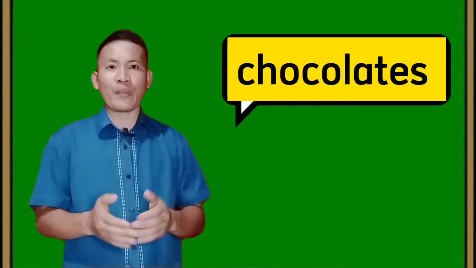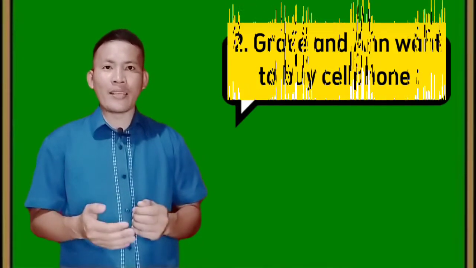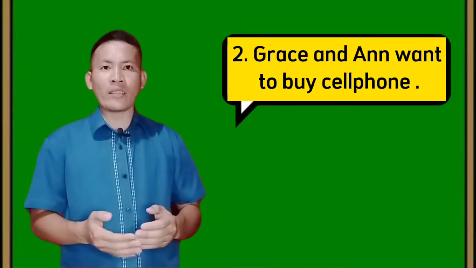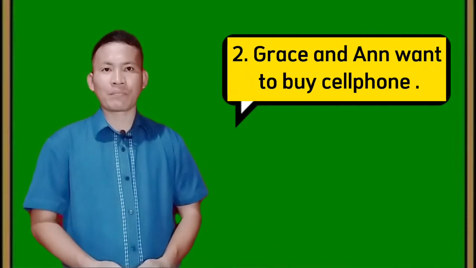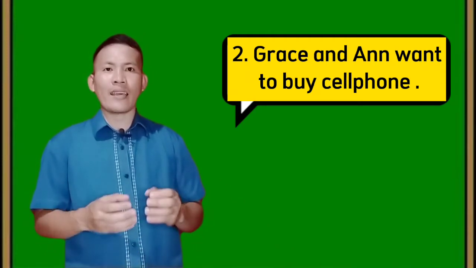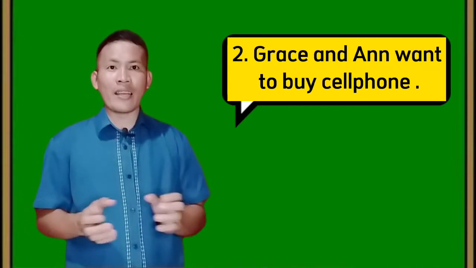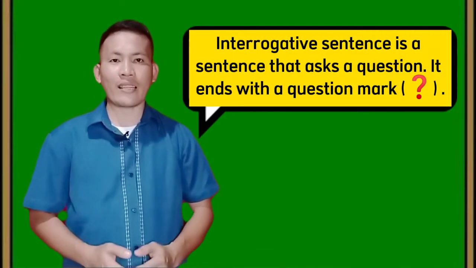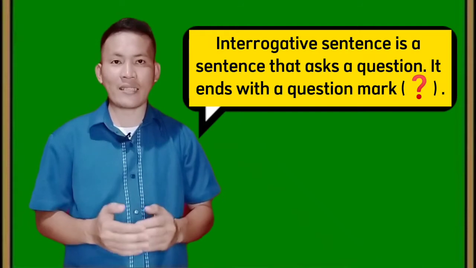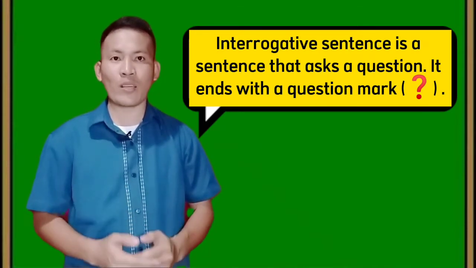And number 2, we have Grace and Anne want to buy a cell phone. Our second sentence is telling something about the thing that Grace and Anne want to buy, and that is cell phone. While interrogative sentence is a sentence that asks a question.